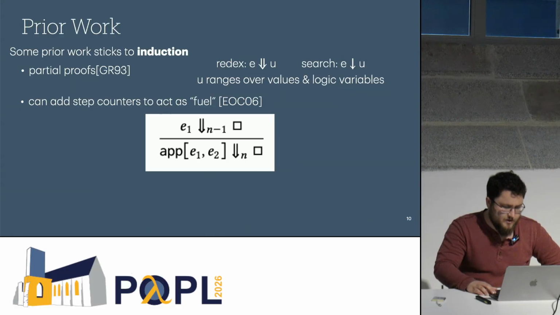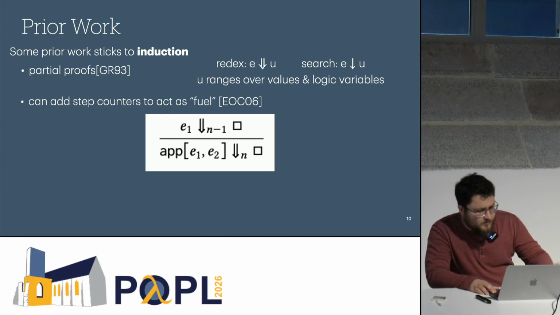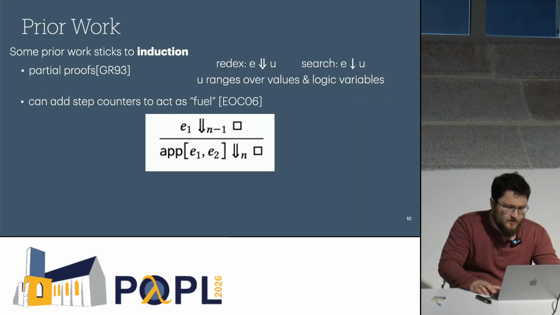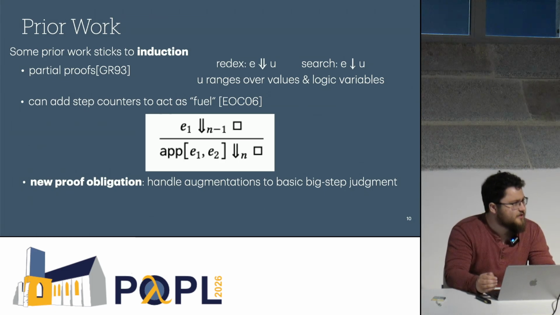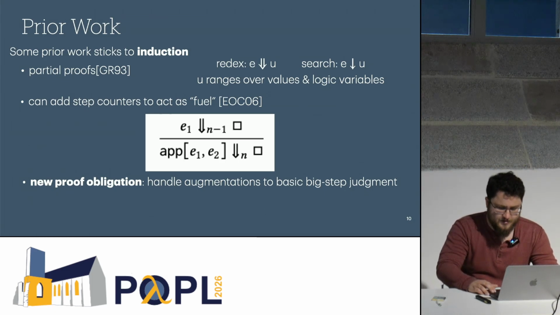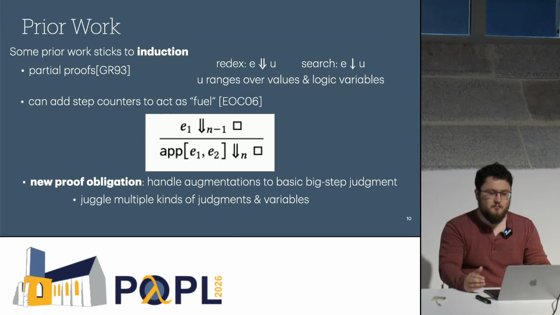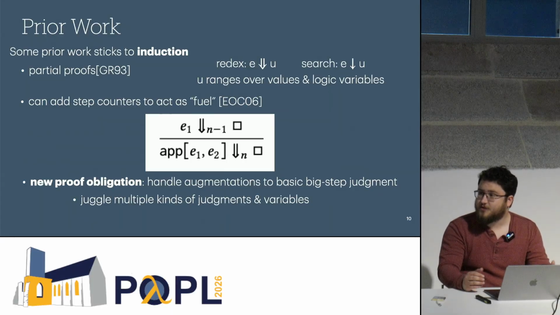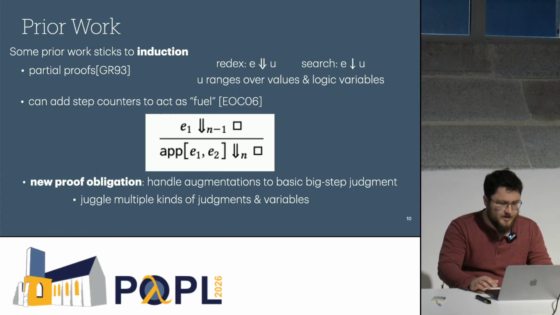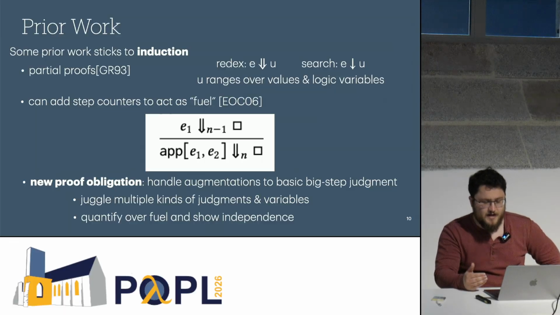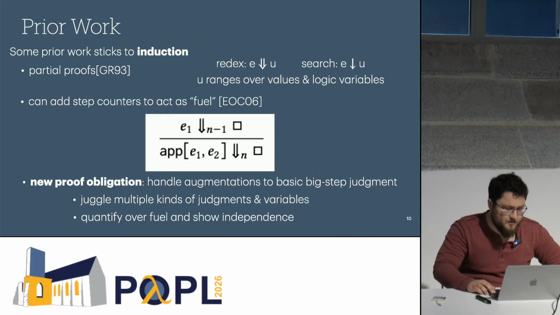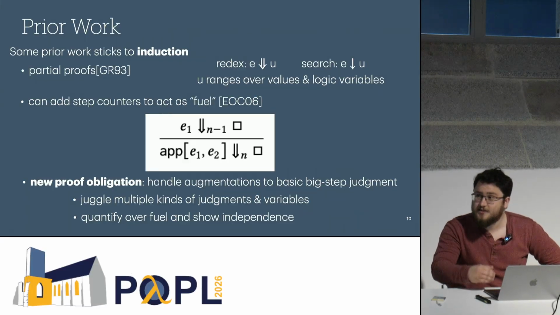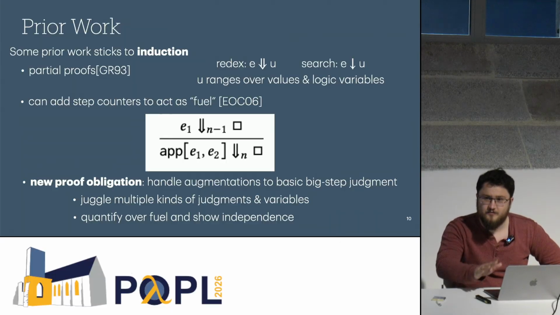All right, so that's just two examples. And while all of these inductive approaches do work, you'll notice that they all end up imposing some extra proof obligations to deal with all the extra things that they add to the semantics. In the case of partial proofs, you have to juggle multiple kinds of judgments and now multiple kinds of variables. And in the case of fuel, one often needs to quantify over fuel amounts and then discharge that quantifier. It is important to know, for example, that computation is sufficiently independent of the fuel amount as long as you have enough fuel.